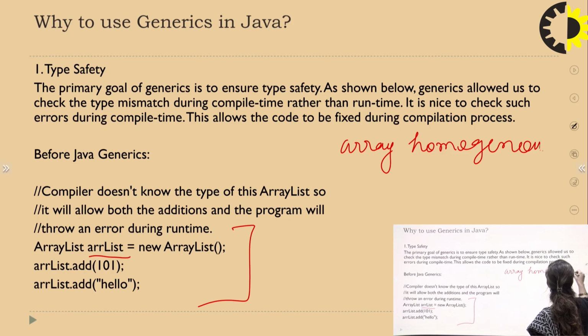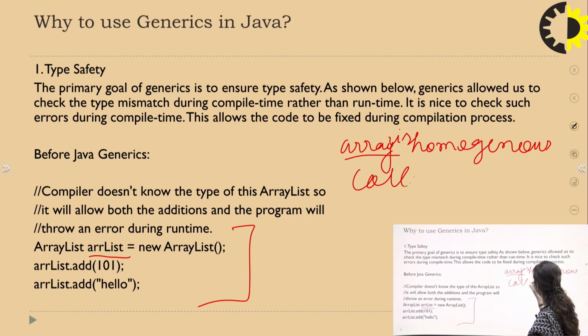Homogeneous means a similar kind of data. Array is a homogeneous collection of data. If we see its definition, homogeneous means a similar kind of data it can hold. Okay, it's a kind of list that will hold only similar kind of data.